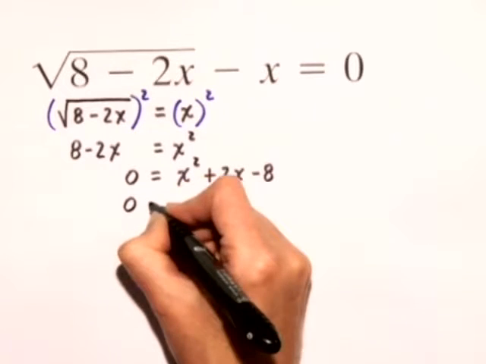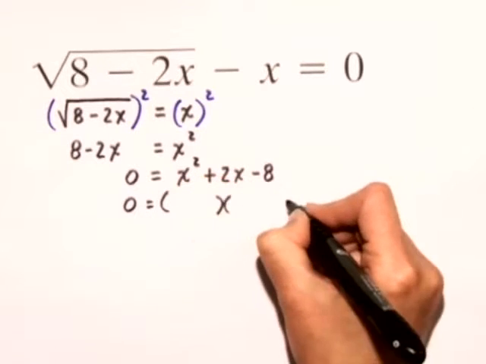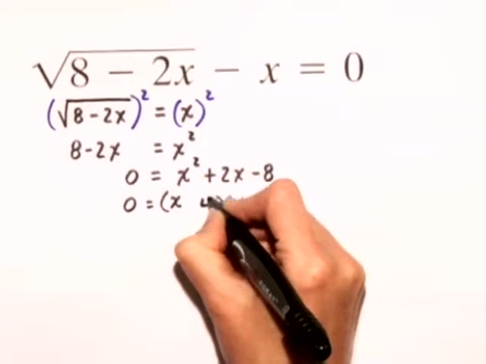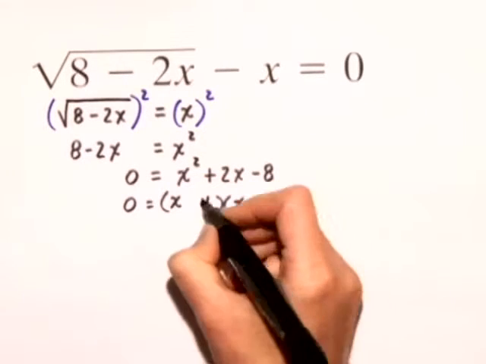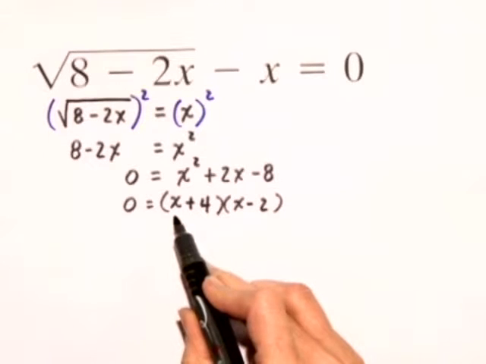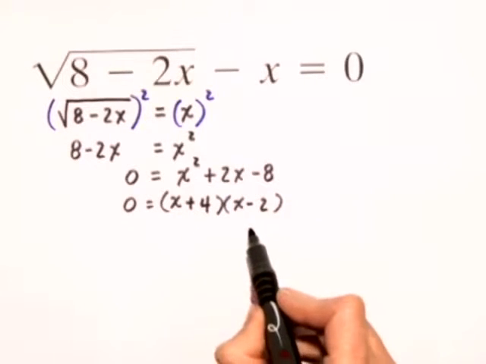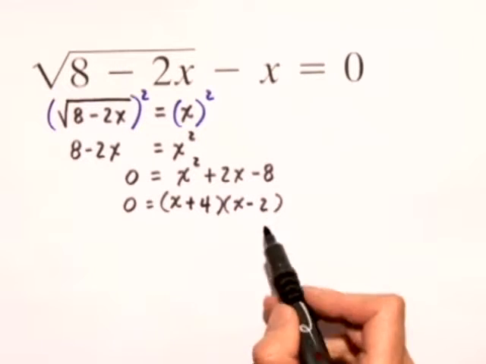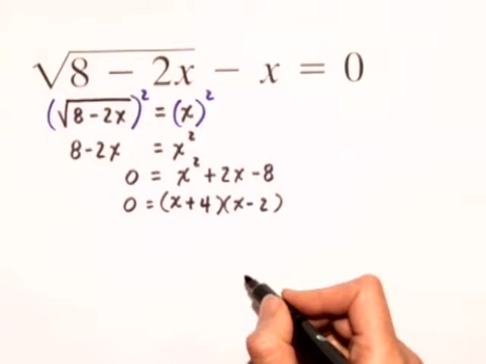So we have 0 equals, let's set up our parentheses, x, x. It looks like we'll have a 4 and a 2. It looks like it'll be positive 4 and negative 2. That gives us x squared minus 2x plus 4x is plus 2x, and then we have minus 8. So we factored it correctly.